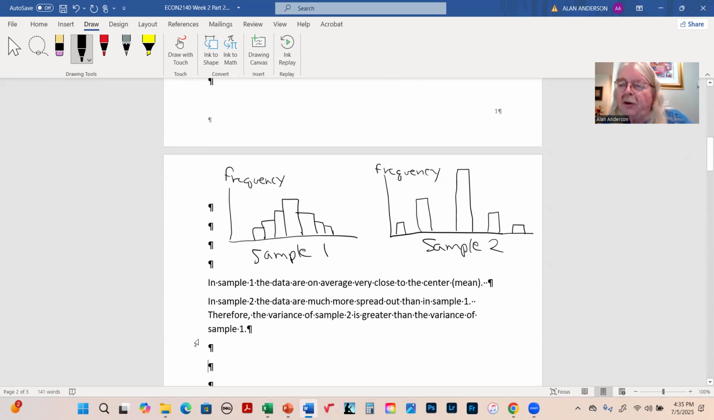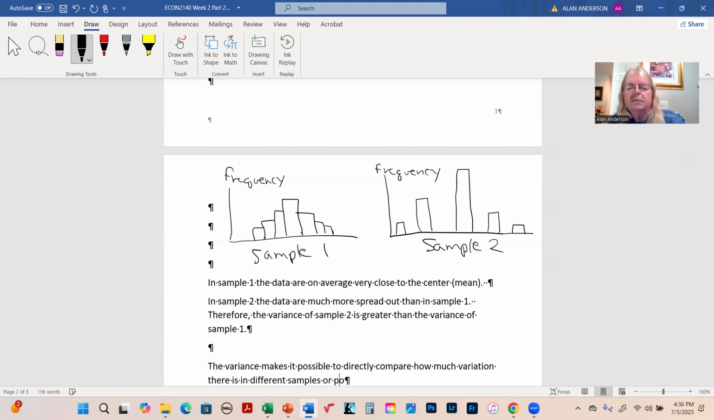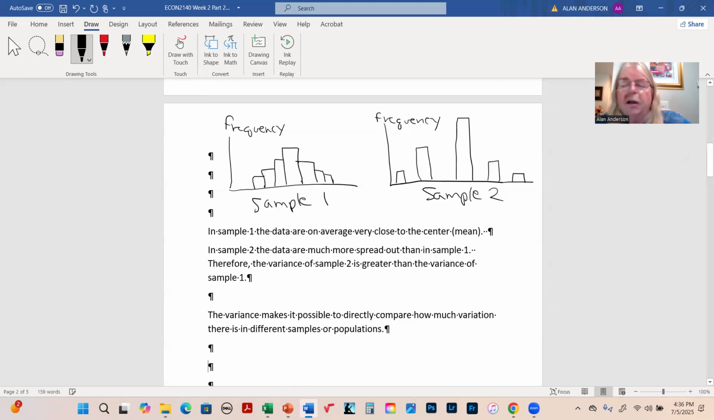So that's why we have numerical measures. So the variance makes it possible to directly compare how much variation there is in different samples or populations. So I can compare them side by side without having to look at graphs. I can look at numbers, and that makes it much easier for me to compare them directly to each other.